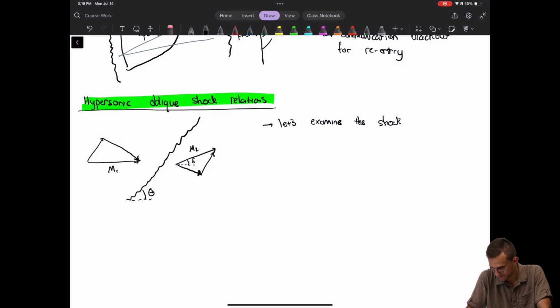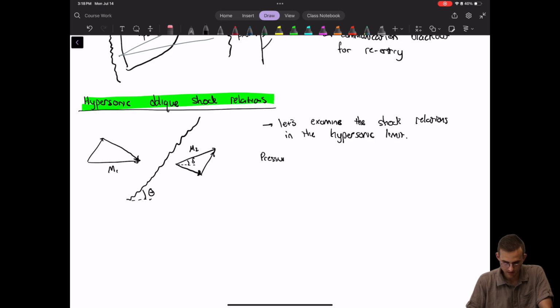Shock relations in the hypersonic limit. Okay, so let's look at pressure, for example. For pressure, P2 over P1 in the oblique shock case is equal to 1 plus 2 gamma over gamma plus 1 times the quantity M1 squared sine squared theta minus 1.